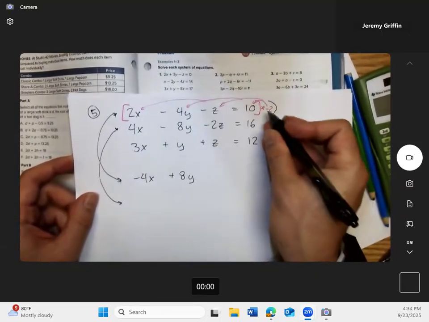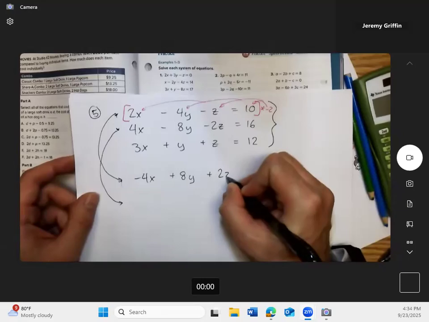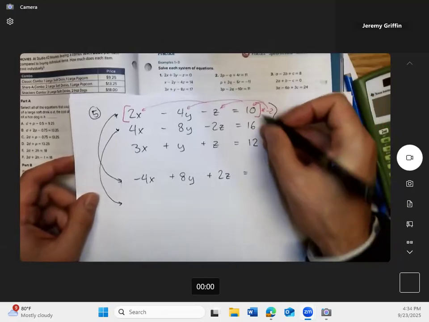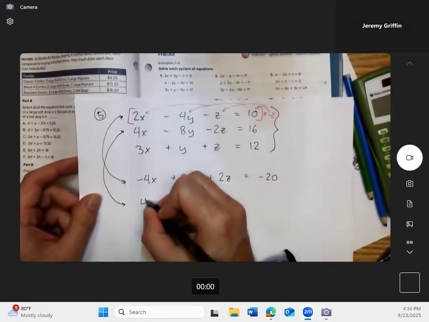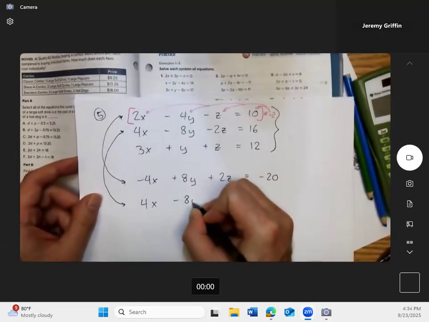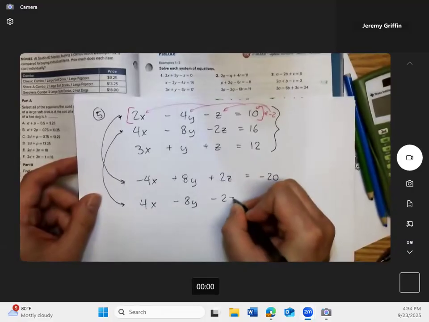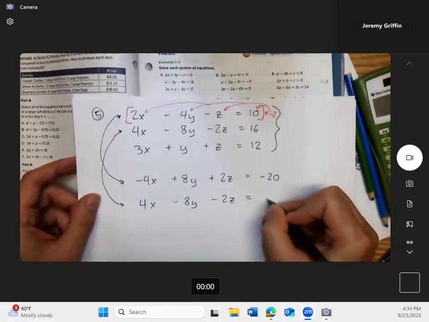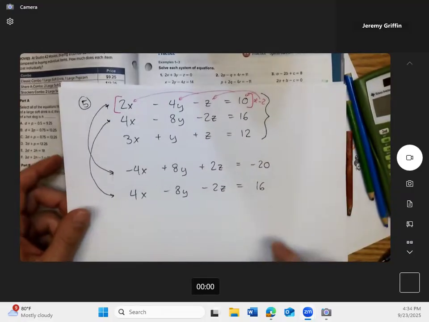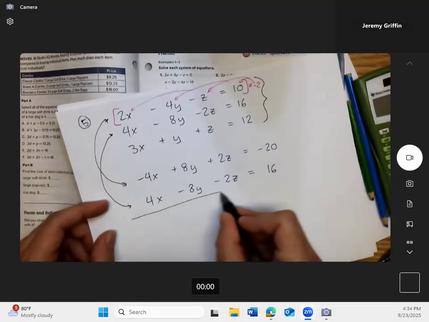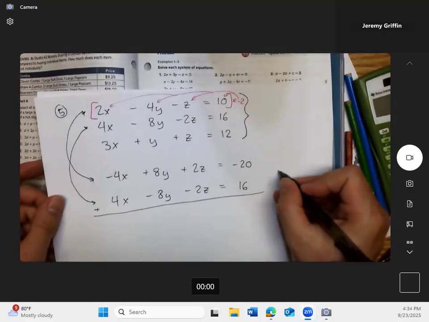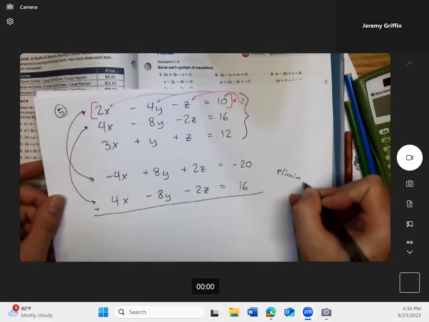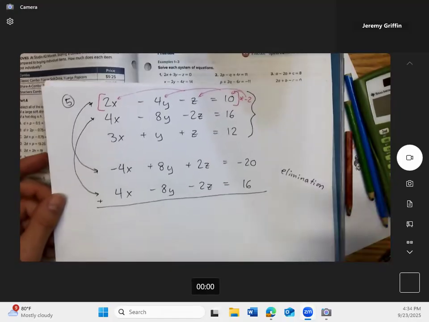And then this would be negative, it's +2z. That would add up to -20. Okay, and then copy paste this one, right beneath it, 4x minus 8y minus 2z is equal to 16. Right. Now, I was setting up an elimination here. So what happens if I add these two expressions together and I try to use elimination? Like I'm trying to sort of eliminate variables.